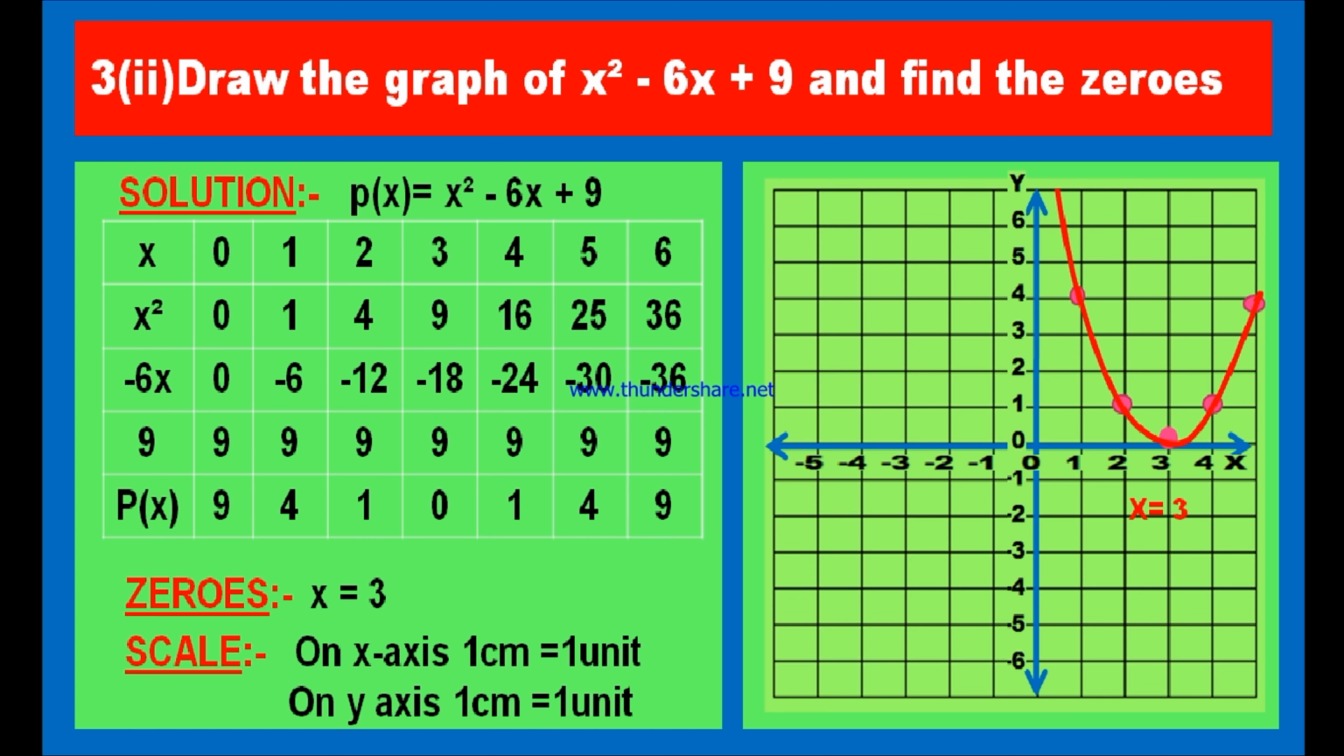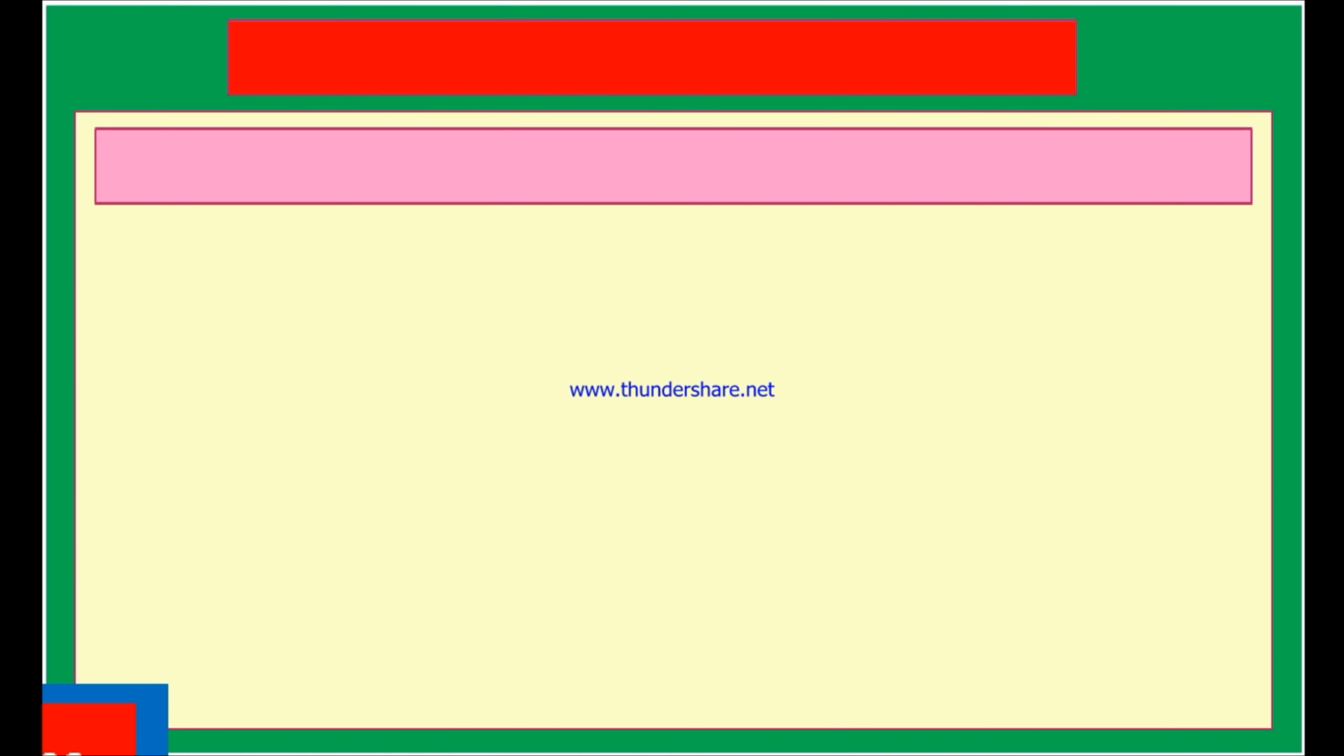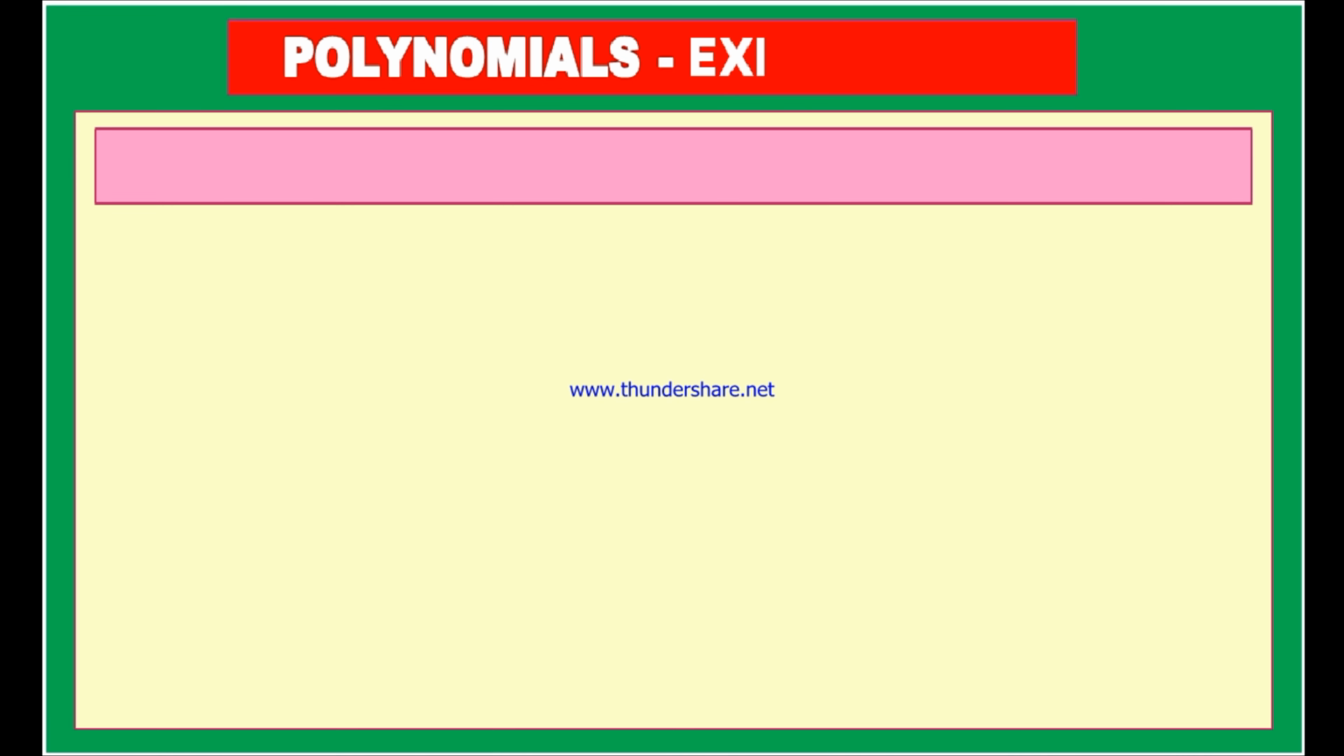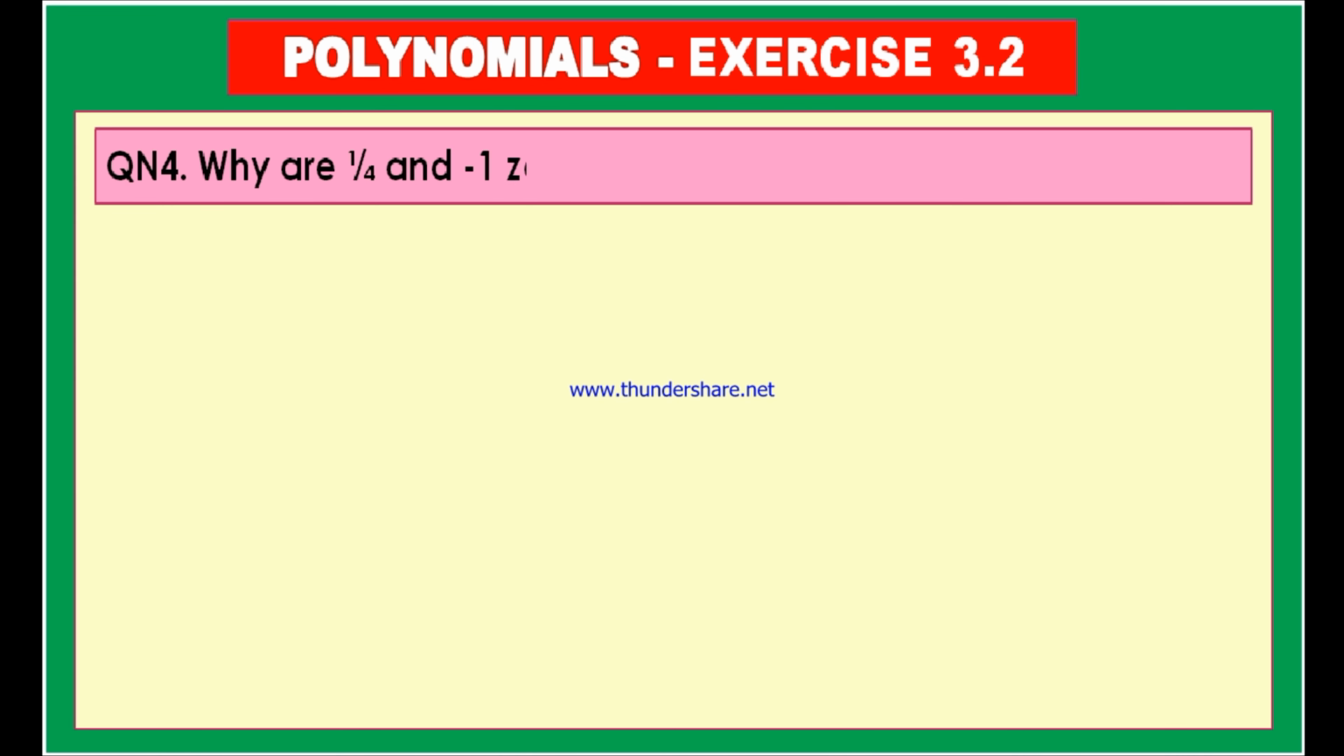Now here is the question number 4, the chapter polynomials and exercise 3.3, and this is question number 4. Whether 1 by 4 and minus 1 are zeros of the polynomial p of x is equal to 4x square plus 3x minus 1. I shall repeat. Whether 1 by 4 and minus 1 are zeros of the polynomial p of x is equal to 4x square plus 3x minus 1.